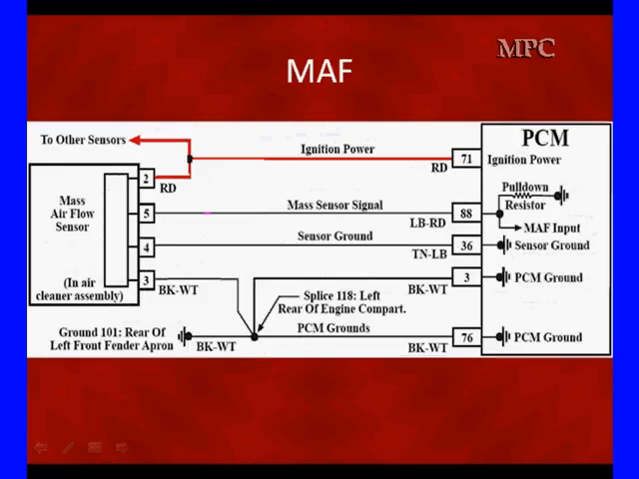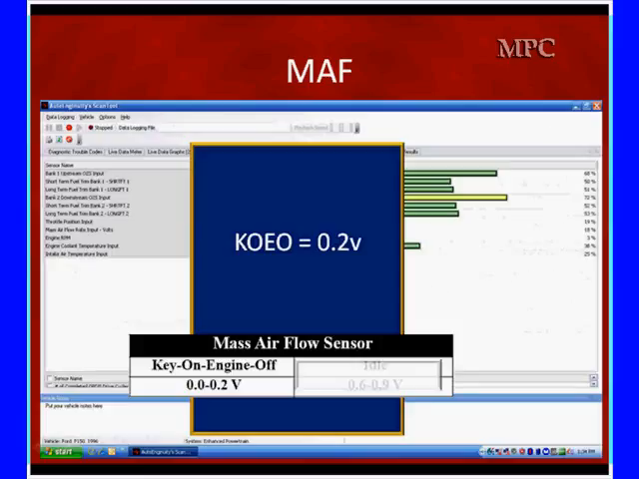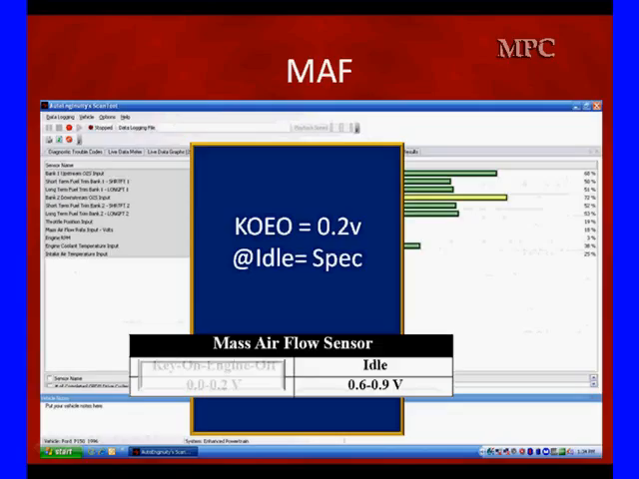Now, if it's a mass airflow, same situation. Does it read right, key on engine off? Can we start off at no flow and read right? Then start the engine up, warm it up, get a stable idle. Is it within specs? 0.6 to 0.9 volts. This happens to be a Ford. If you're hanging to either side of this, be leery of what's going on.